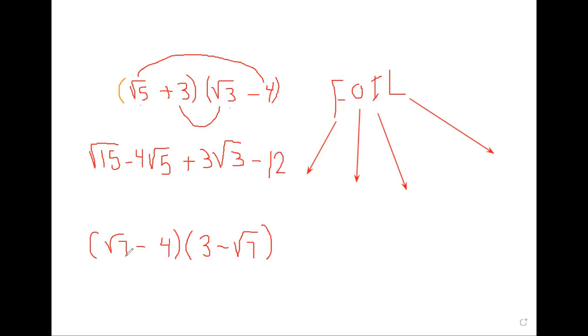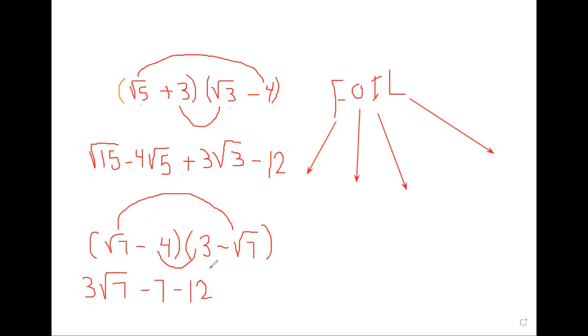We will start to multiply. First times first, it will be 3 square root 7. Then outer, root 7 times negative root 7. So it will be negative 7, because root 7 times root 7 is root 49, which is 7. And now we have negative 3 times negative 4 times 3, it will be negative 12.